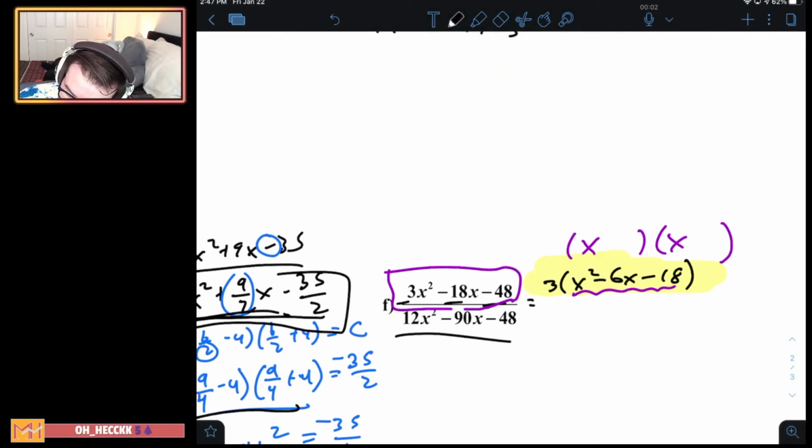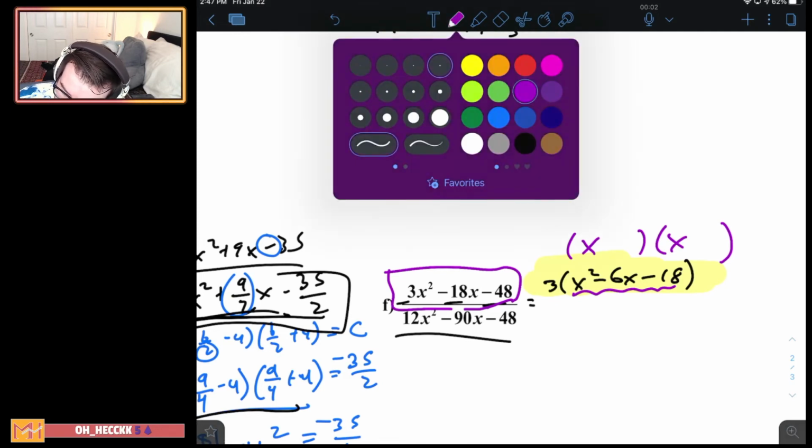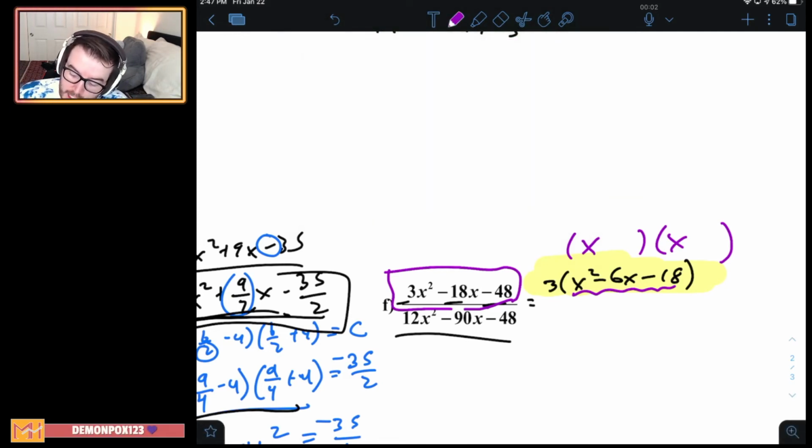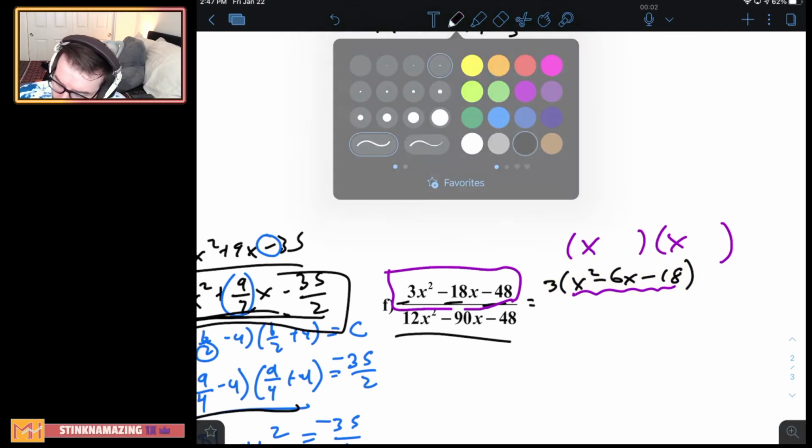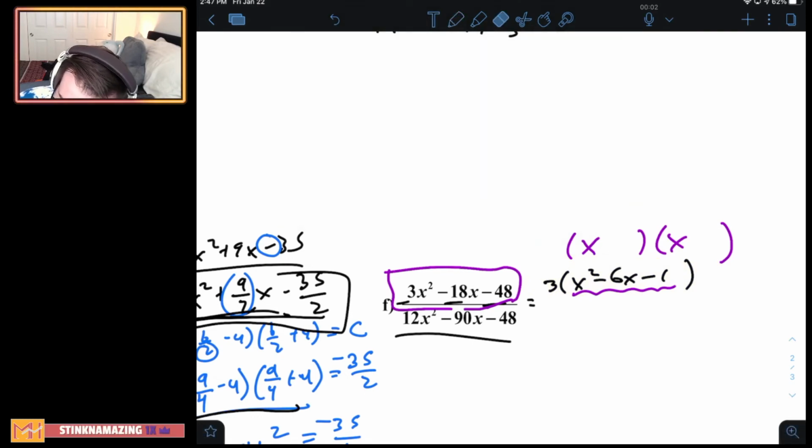All right, you did it. I guess I'll stay purple. What multiplies to negative 18 and adds to negative 6? I've got to think about this for a second. Oh, this is 16. This is 16. That's my bad. Okay, I guess we won't have a question there.